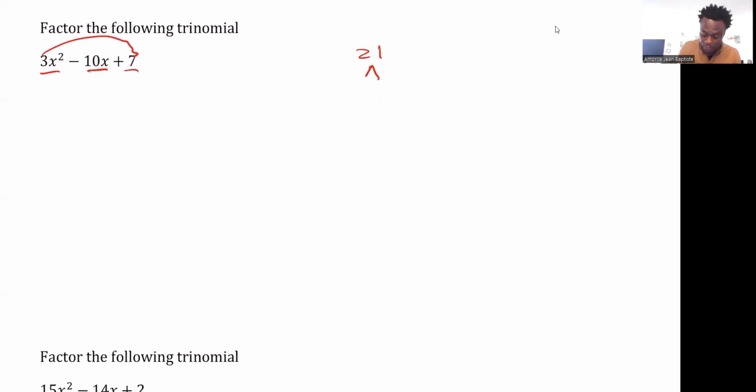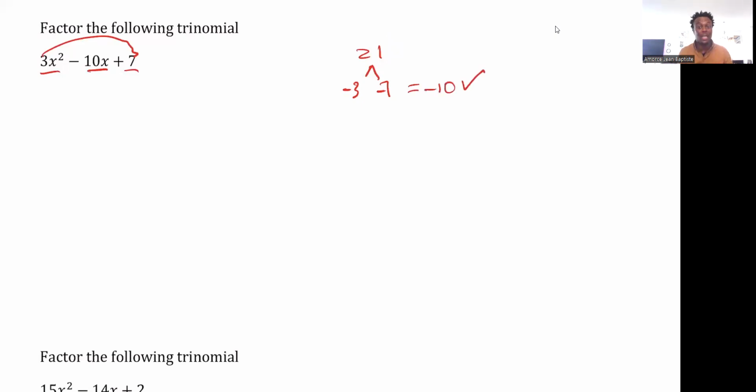For this one, if I use 3 and 7, it does give me 21 when I multiply it. But when I add, it gives me positive 10. These are not the right ones. Let me see if I put a negative for 3. They don't multiply to 21. They give me negative 21. So I'm going to need a negative with the 7 too, so that when I multiply, it still gives me the positive 21. And then when I add, it equals negative 10, which is what I want.